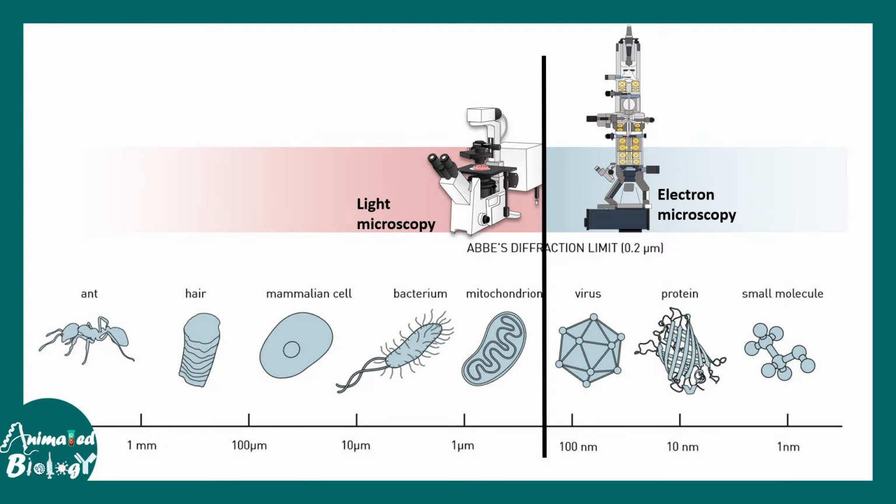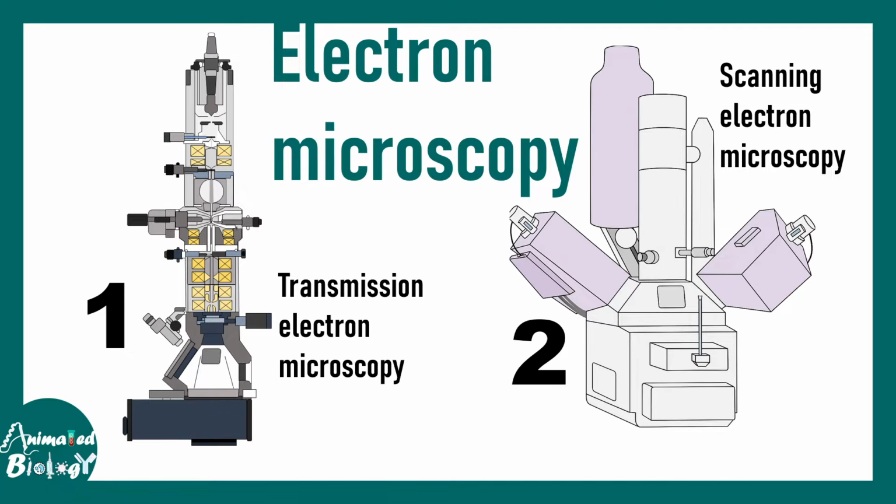Everything is lost in the diffraction blur. We cannot see or resolve those specimens using light microscopy. We need electron microscopy for that. Electron microscopy comes in two flavors: transmission electron microscopy and scanning electron microscopy. Both use electrons but in a different way, and both are equally important for biological applications.